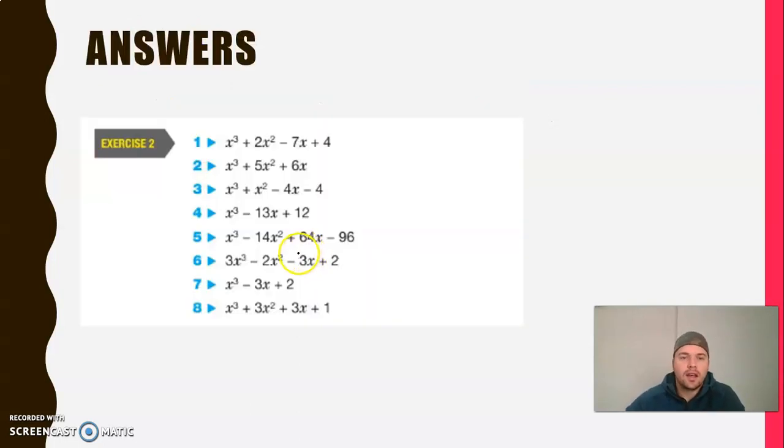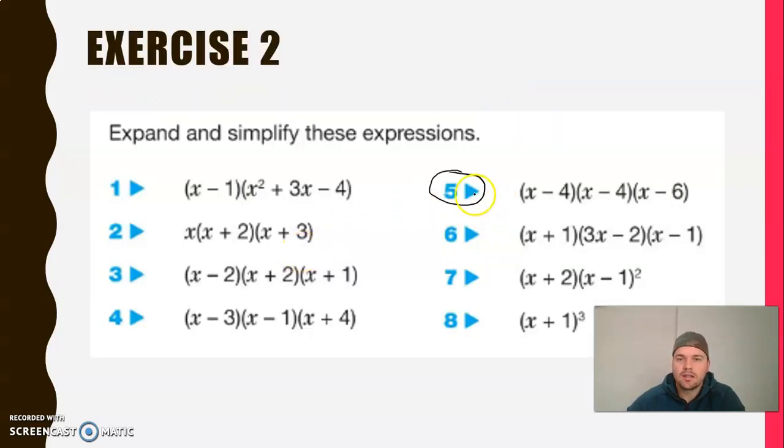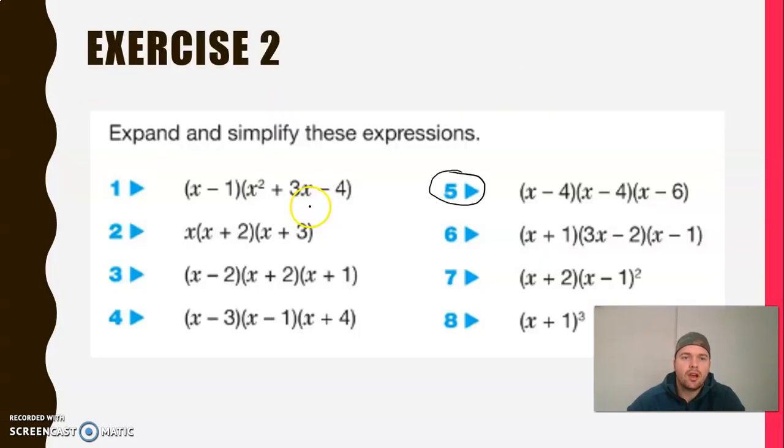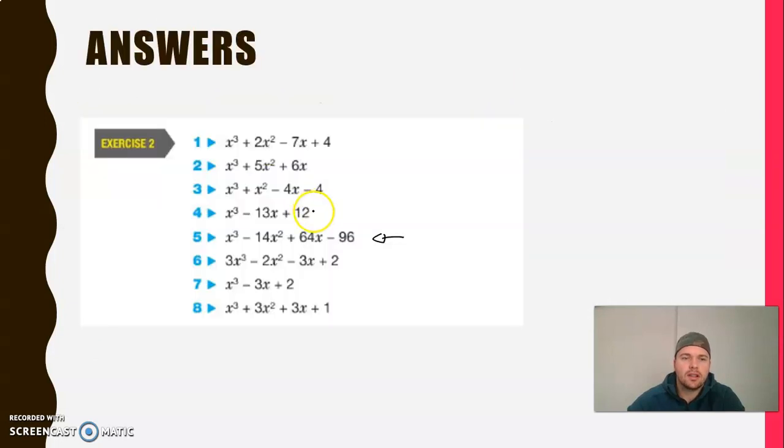I have posted answers here. That's question 5, which is correct: minus 14, plus 64, minus 96. So you have your exercises here and then your answers. Please make sure you fully simplify at the end, and you should be okay with this.